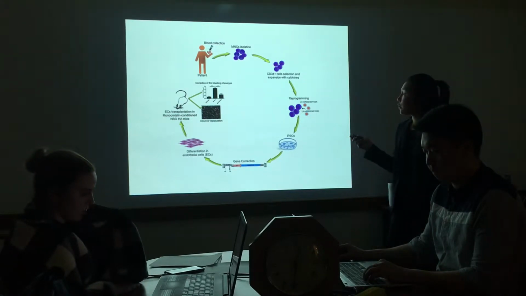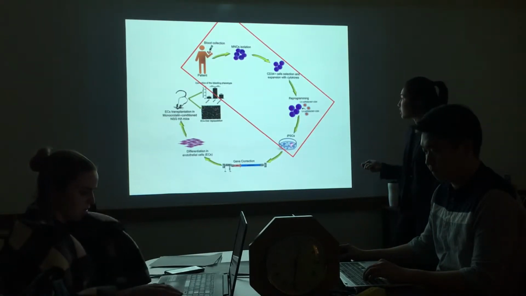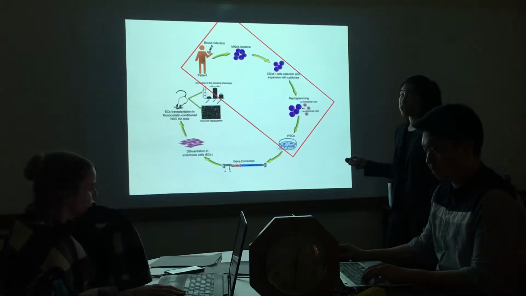But today I will be only focusing on the red box portion of the paper, which is generating iPSC.